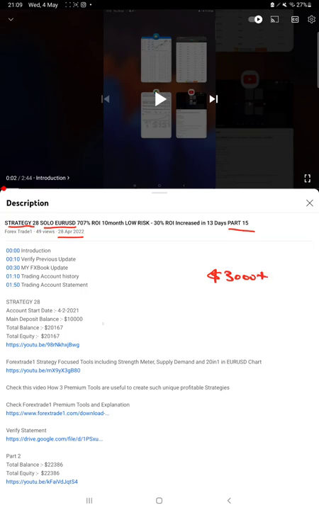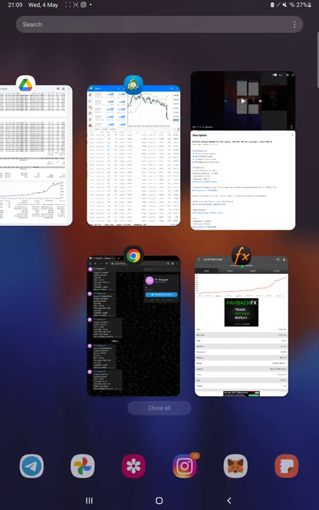As you know, in the YouTube description you can get the strategy details, profit update, and trading account statement to verify, so make sure you check the description.